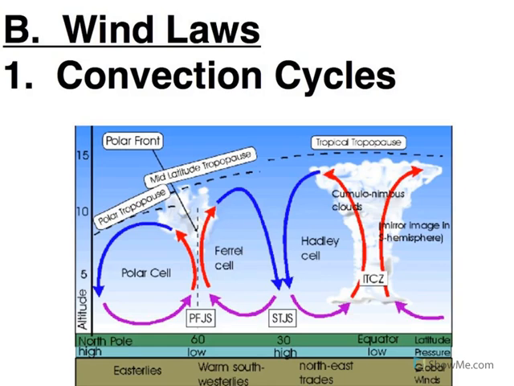Convection, pressure, and wind. Convection cycles we have seen in Earth's interior, in the mantle, and this is what drives plate tectonics. Well, we're also going to see it in our atmosphere, and this is part of what drives weather.